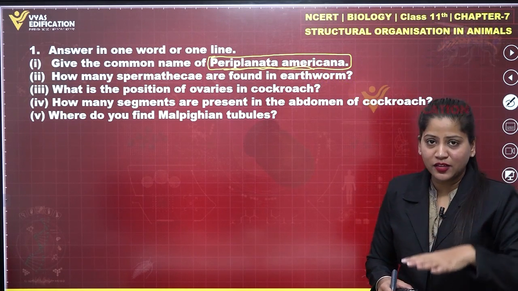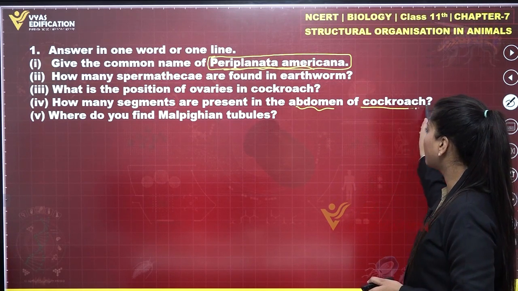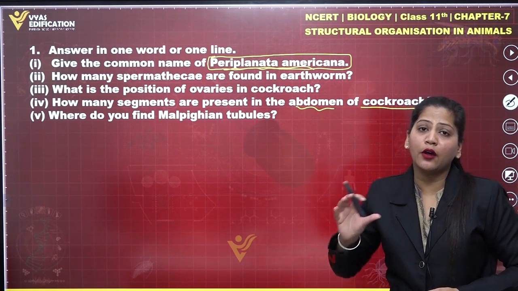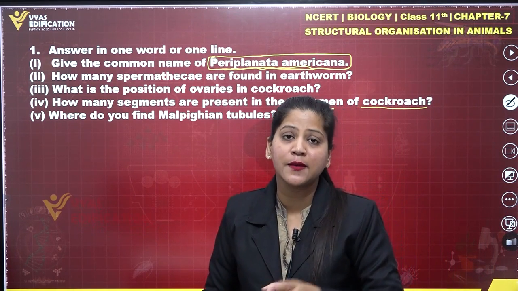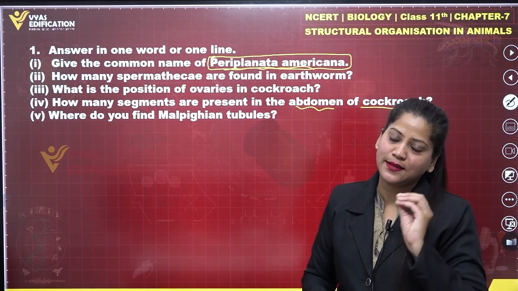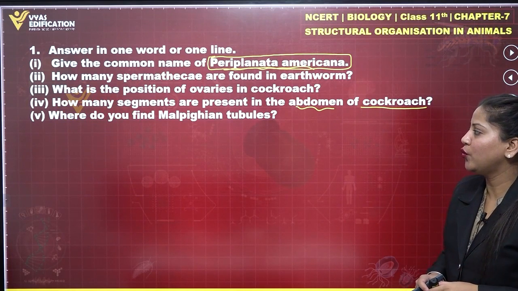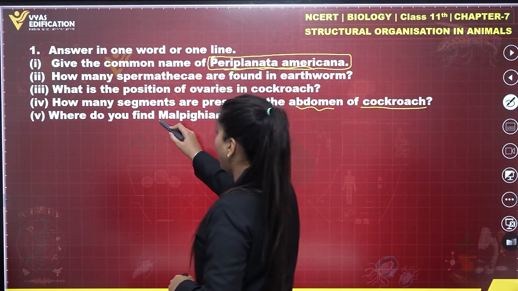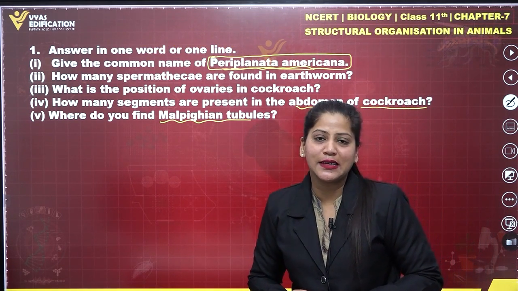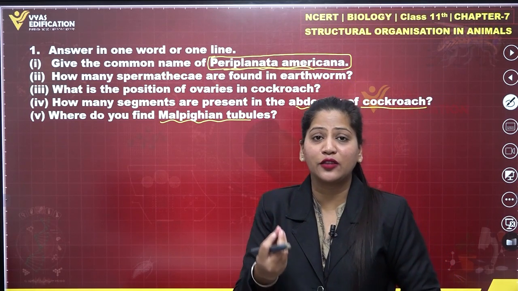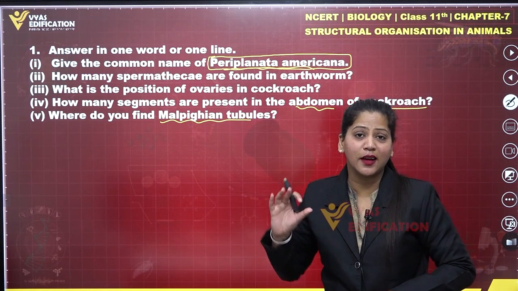And the next part of this question: how many segments are present in the abdomen of cockroach? Basically the abdomen of cockroach, in both male and female cockroaches, has a total of 10 segments. Moving on to the last part, where do you find Malpighian tubules? We find Malpighian tubules in cockroaches. Malpighian tubules are excretory organs which form a part of the alimentary canal in cockroaches. So these are the answers.